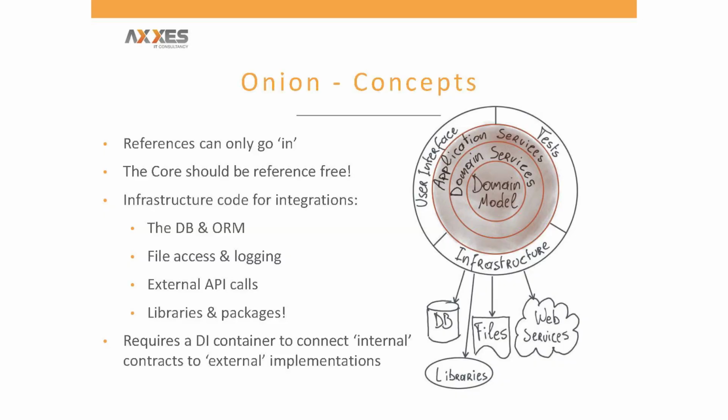So what does it look like if you make a drawing of it? In the center you have your domain model, your classes that you work with. Around that you will write your domain services, which is your business logic. And around that you will write application services, which is basically all the interfaces through which your external integrations can access your core. Because you can only put references to the inside. So your domain model can't reference anything, which makes sense, it's just classes. And your business logic can only reference your domain model, but nothing outside of it.